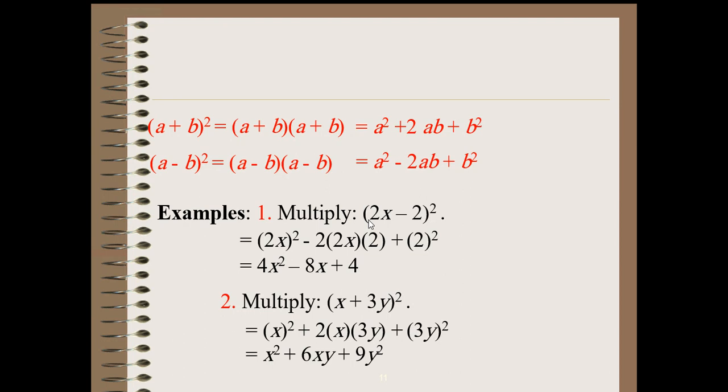So let's do the first example. This is a minus b squared. All the time first use parentheses. So this is a squared minus 2 times a times b, plus b squared, which is 2 squared. Be careful for the minus. This minus is already here in the formula. 2x squared is 4x squared. This one gives me minus 8x plus 4. The second one is a plus b squared, so it's a squared plus 2 times a times b plus b squared. So it's x squared plus 6xy plus 9y squared. That's it. This is all the lesson.